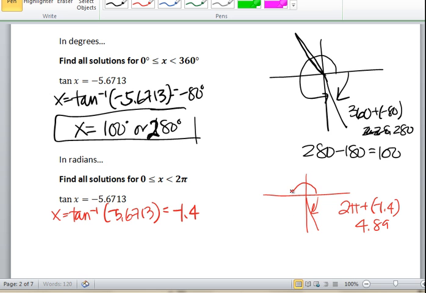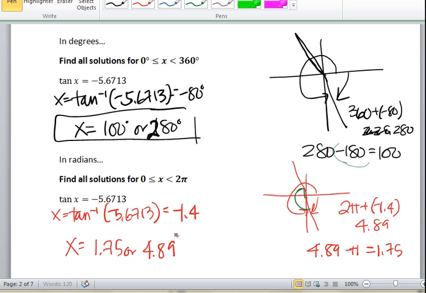Right, so the positive coterminal angle here. Now, how do I get the second one? Well, from here, I just subtract out pi, right? Instead of 180 degrees. So I do 4.89 minus pi, and that gives me 1.75. And that makes sense because that's in quadrant 2. So x is equal to 1.75 or 4.89 radians.